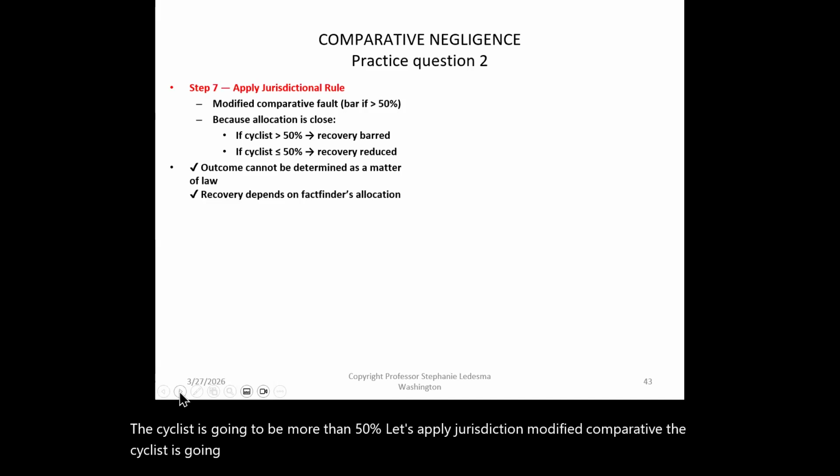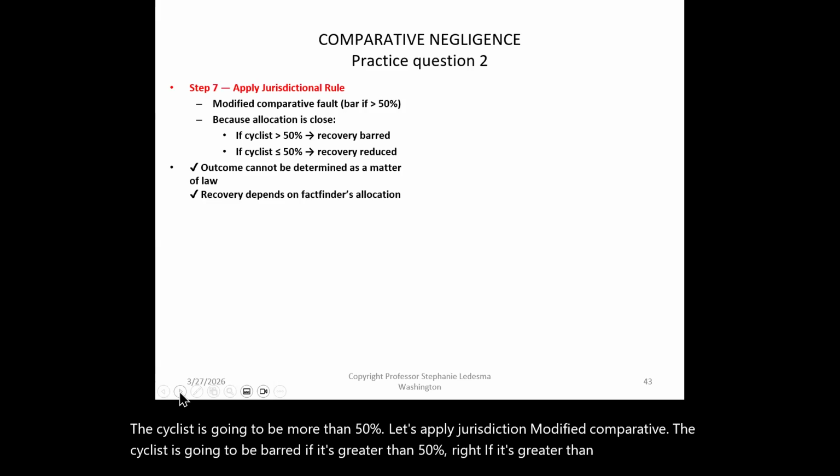Let's apply jurisdiction, modified comparative. The cyclist is going to be barred if it's greater than 50%, right? If it's greater than 50%, barred. If it's 50% or less, recovery.